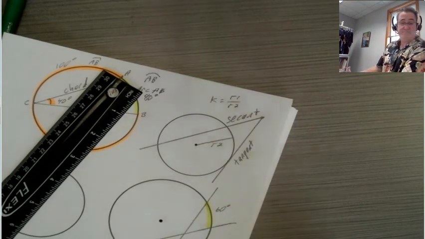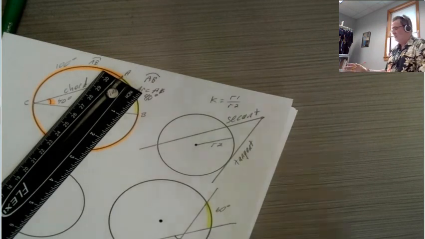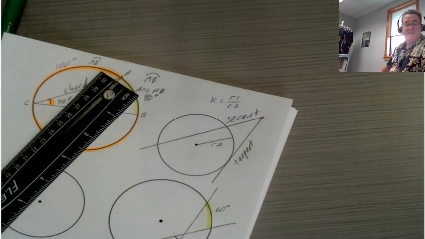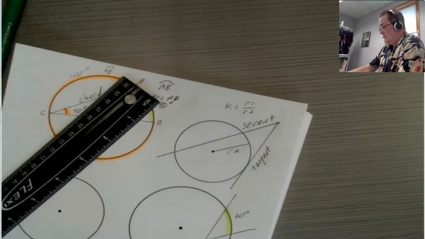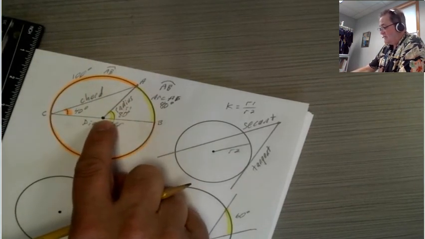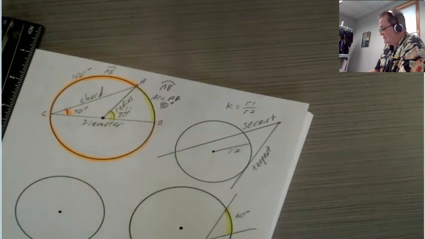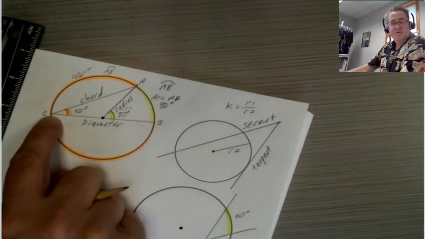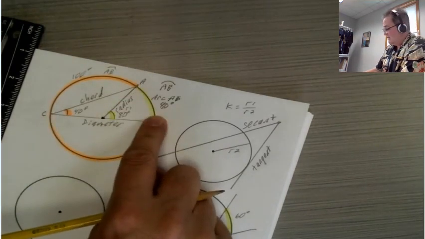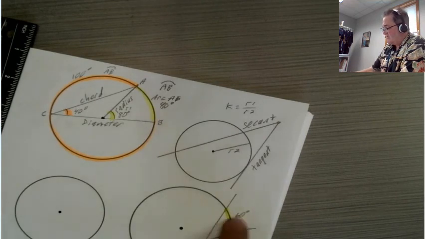How big is this angle? It doesn't use any of this rule, because this rule talks about going from the center to 2 points, and this is not the center. Or from another point on the circle to 2 points to make the arc. This is not from a point on the circle. So this doesn't follow any of those rules.